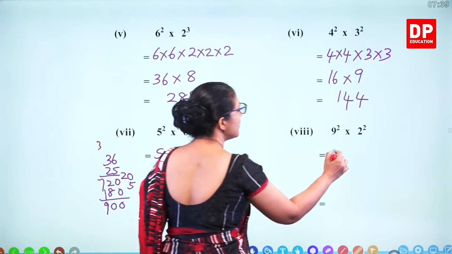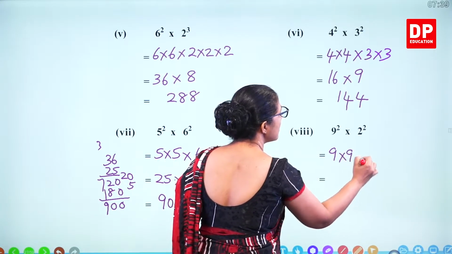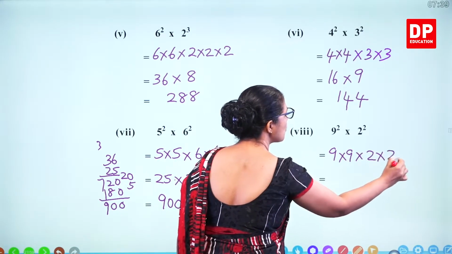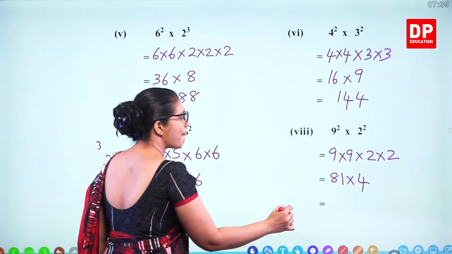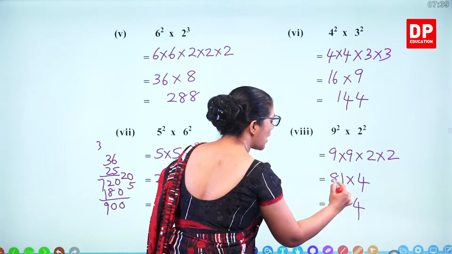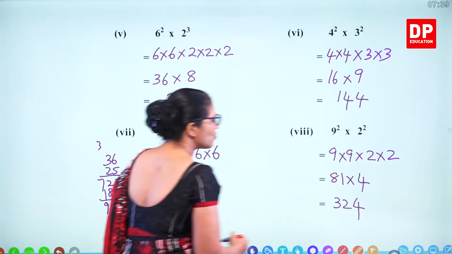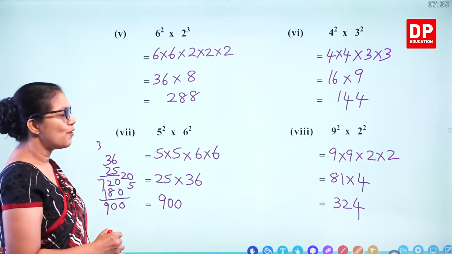9 squared, 9 times 9. 2 squared, 2 times 2. So 81 here, 2 times 2, 4. 4 times 1, 4. 4 times 8, 32. So 324.